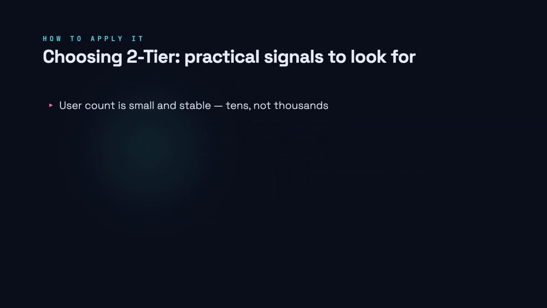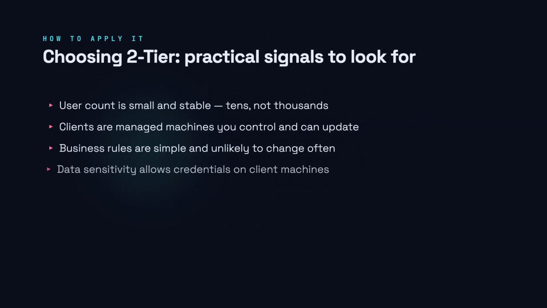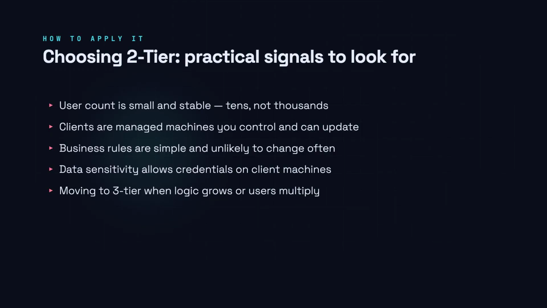Two-tier architecture is a reasonable starting point when your user base is small, your clients are machines you own and manage, and the business rules are straightforward. The moment you anticipate growth in users, frequent rule changes, or a need to expose your data through a web browser or mobile app, that is your signal to introduce a middle tier and move toward a three-tier design. Think of two-tier as a foundation, not a ceiling.